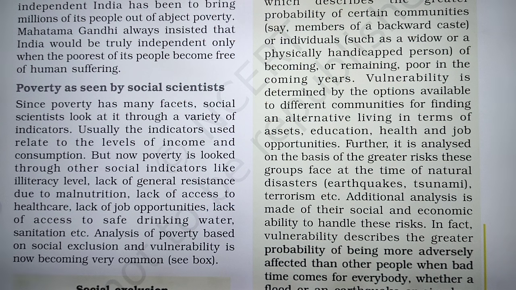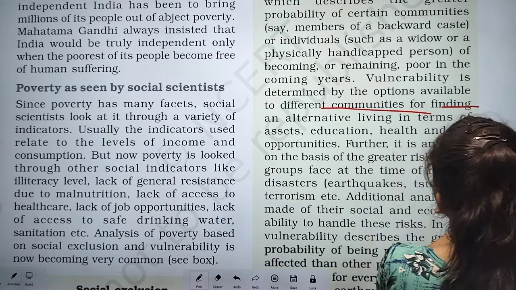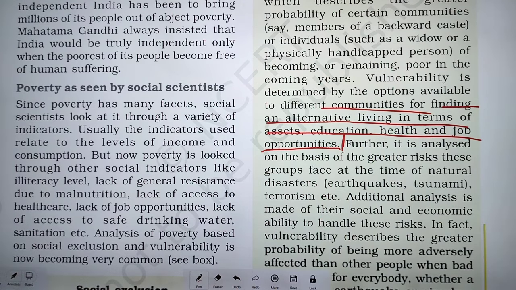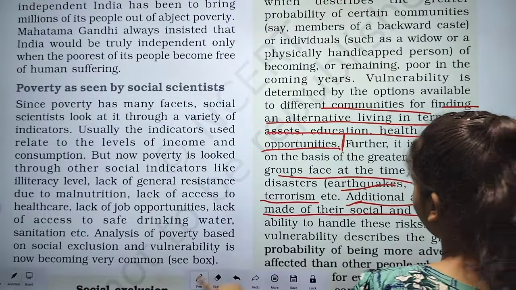These groups face greater risks at the time of natural disasters like earthquake, tsunami, drought, and terrorism. So it is about different communities finding an alternative living in terms of assets, education, health and job opportunities. Further, it is analyzed on the basis of these risks. Additional analysis is made of their social and economic capability to handle these risks.